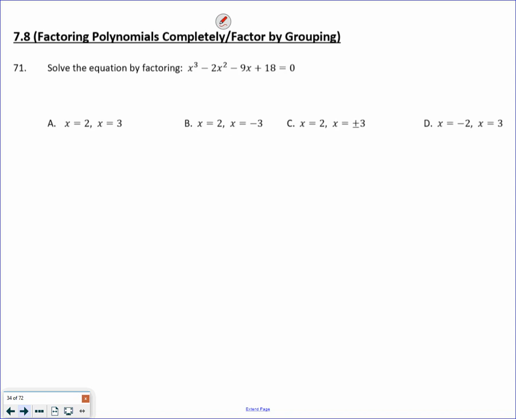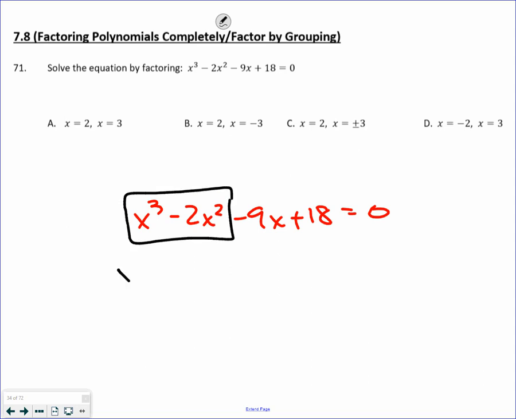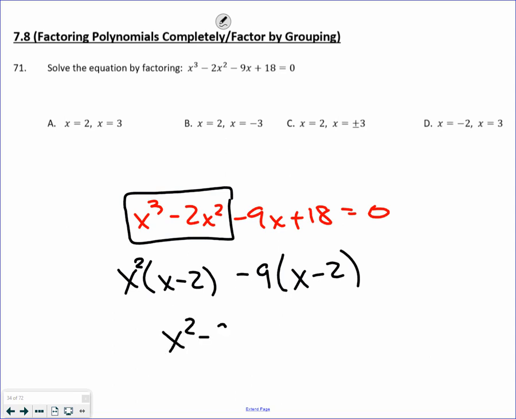Next one, grouping. We haven't done this yet, so I'm going to do x cubed minus 2x squared minus 9x plus 18 equaling 0. Is there a GCF of the first two terms? Well, I can take an x squared out of both of those. I can take a negative 9 out of the second two, and this will happen every single time. Anytime you are factoring by grouping, the parentheses will be the same. So x squared minus 9, you group what's in front, keep what's the same.